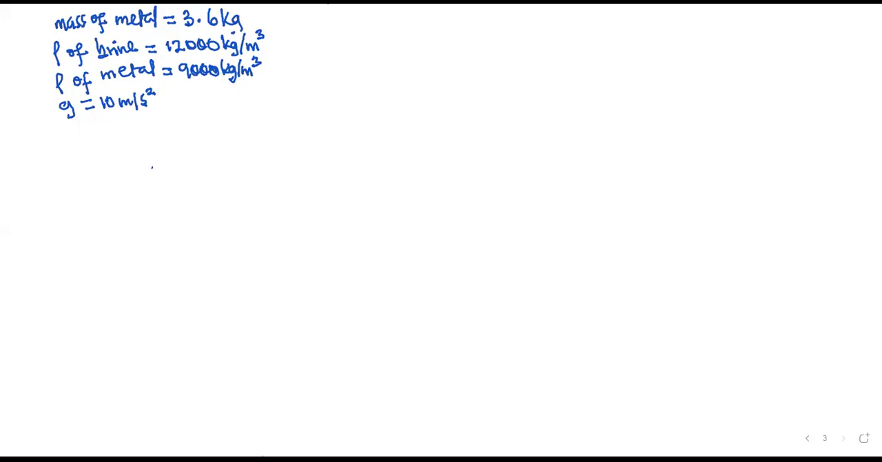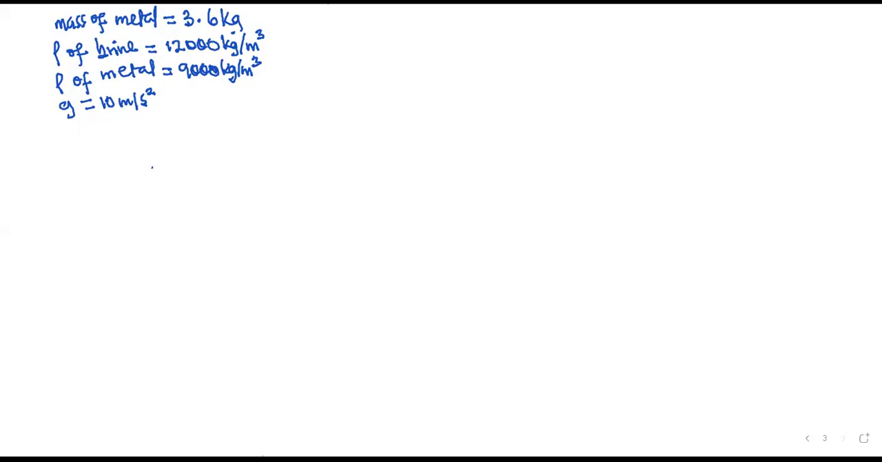Let me hear from you. All right, so let's solve it. The D is 7,500 kilogram per cubic meter. So let's look at it one after the other.